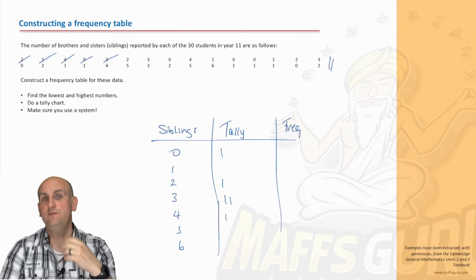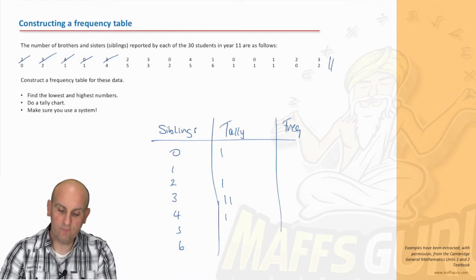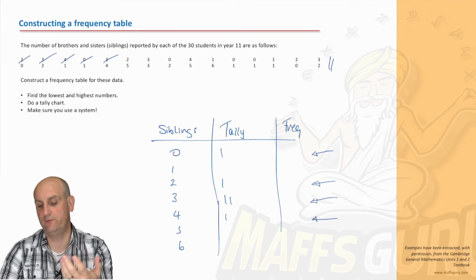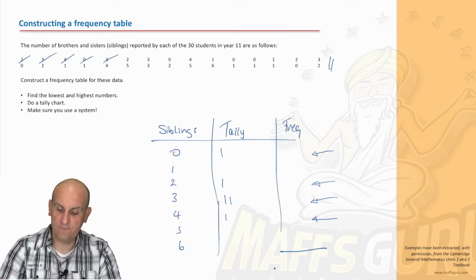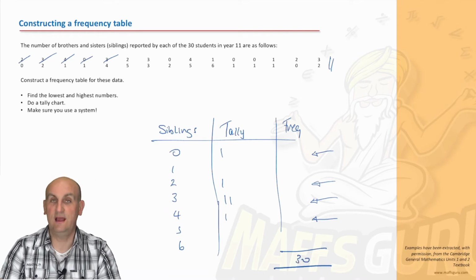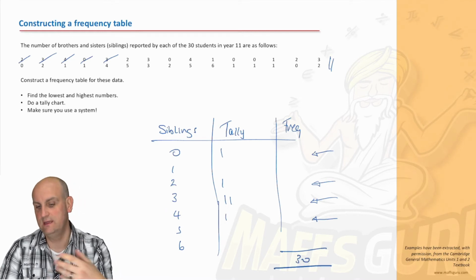But obviously, once you've finished your tally, you would then write the total number of tallies for each of these rows in this section here. And that would be your frequency. And at the end, you would have your total, which would hopefully add to 30. One of the things I do is check for 30.